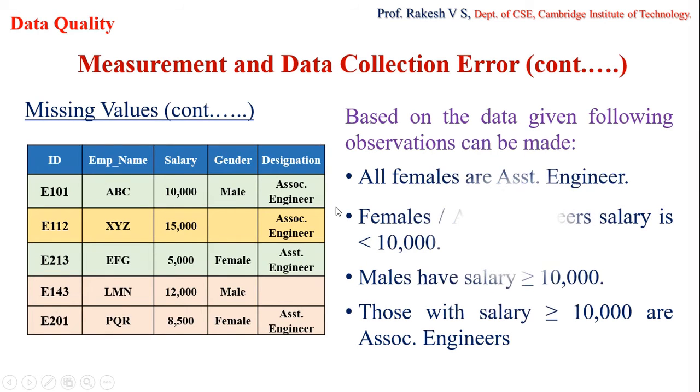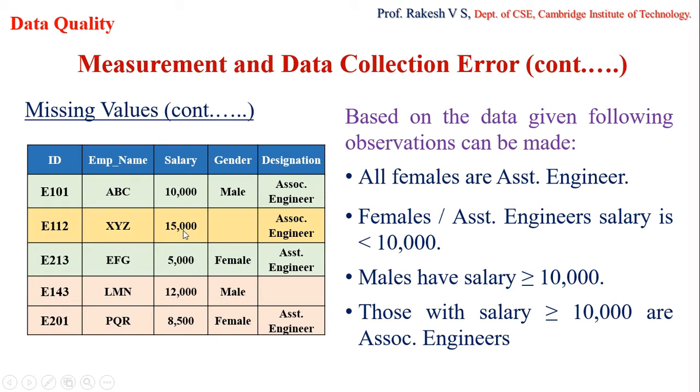So let this be the observation that we have made. I have made the observation that all females here are assistant engineers in this particular case, and the female or assistant engineer salary is less than 10,000. That is the other observation. And one more observation is that all males have salary greater than 10,000. And one more observation that we can make is that those with salary greater than 10,000 are associate engineers. So based on these observations, now I'll try to fill these two columns.